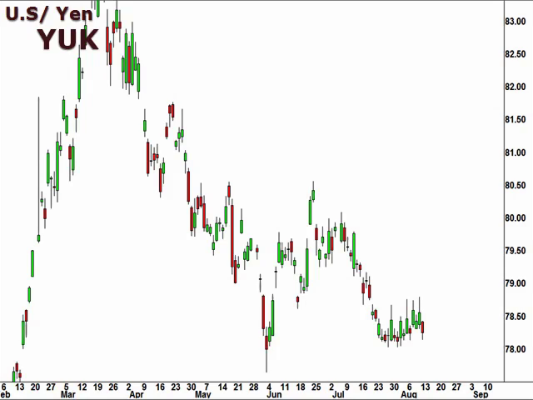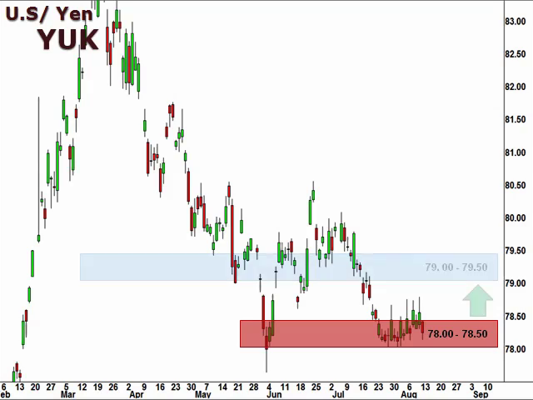Let's take a look at the YUK, the US dollar versus the Japanese yen. Well, the YUK continues to consolidate within the 78.5 support level. A break above 78.5 opens the window for a move to test resistance at 79.5. A break below 78 signals a continuation lower.